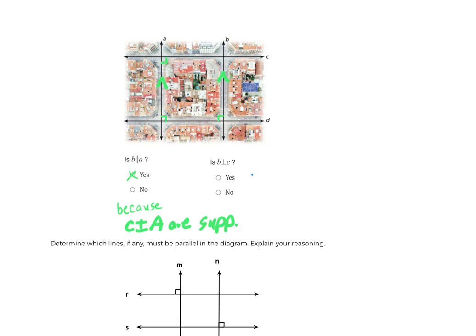Now that we know these two lines are parallel, what can I say about this angle right here? Durston, what do you think? I guess it'd be like, yes. Okay, that wasn't the question. The question was, what would this angle be? Oh.